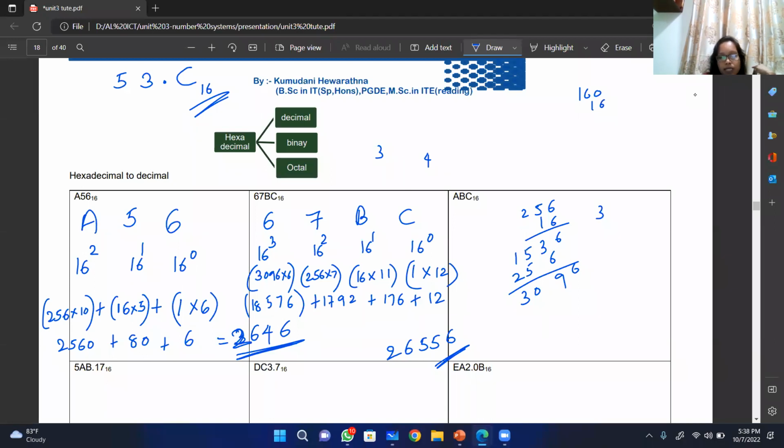Then the third one you can do as homework, and then we'll move on to the fifth one, DC 3.7.